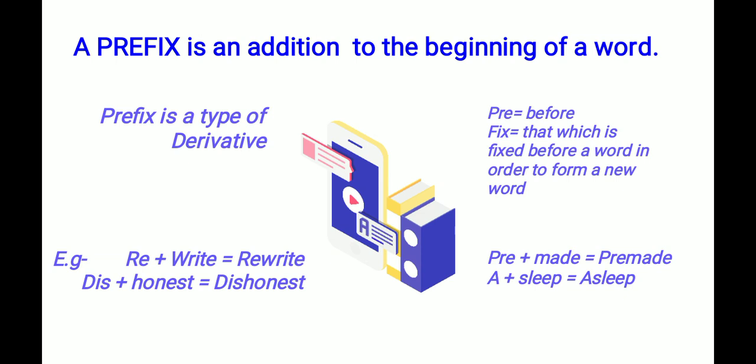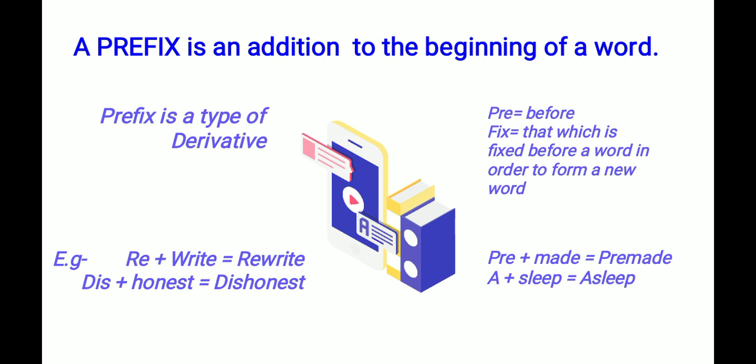Again the root word is honest, and I have added dis with honest, and again we get a new word, that is dishonest. See, the meaning is also changing. Write means different and rewrite means write again. Again the meaning is different. When we add prefix to a word and we form a new word, the meaning is also changed. Honest means different and dishonest is just opposite of honest. That means when we added dis with honest, the meaning is changed.